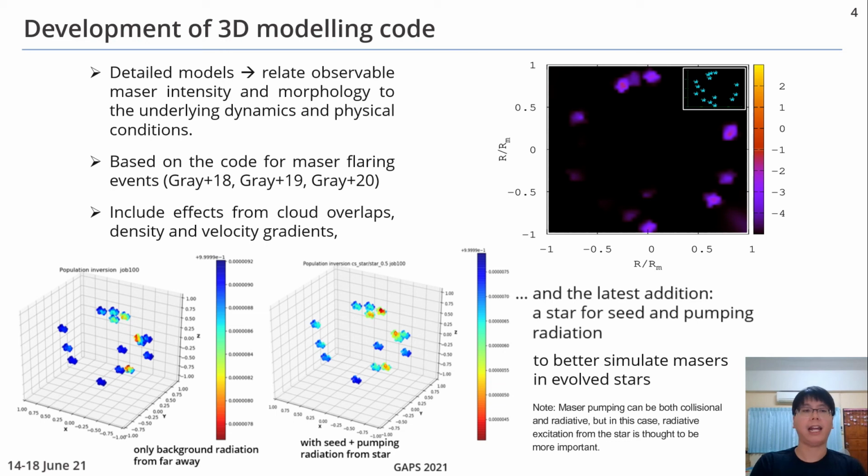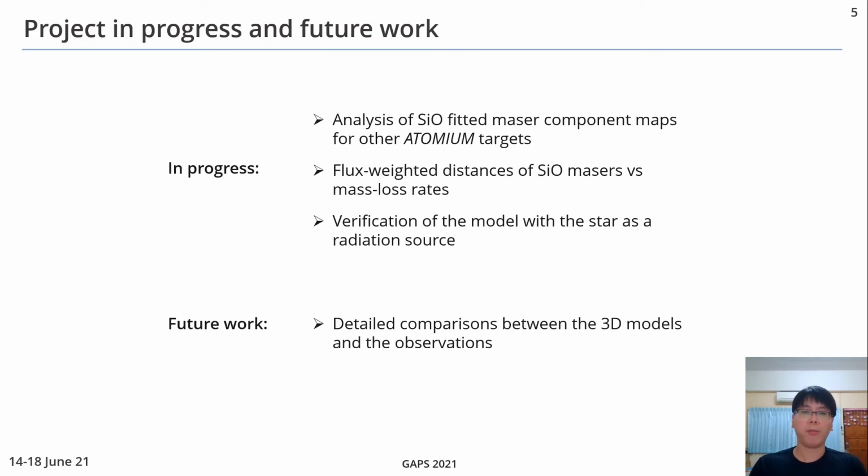For project in progress and future work, currently we are analyzing the fitted maser component maps for other sources in the ATOMIUM sample. We're also trying to find a relationship between the flux-weighted projected distances and the mass loss rate. The new model that I just mentioned also needs verification, so that is ongoing at the moment. Soon, we hope that we can make detailed comparisons between the observations and the models, where most of the relevant parameters and realistic distribution of maser clouds are included.